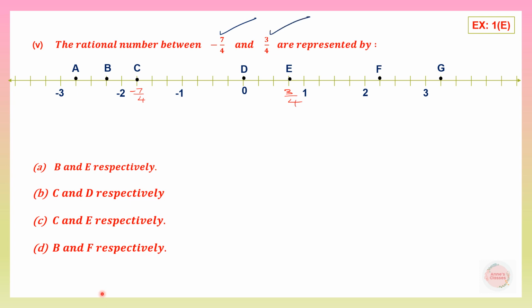So the question is, the rational numbers between minus 7 by 4 and 3 by 4 are represented by which letters? So here it says B and E. No. What is the answer? C and D, isn't it? So B and E is the wrong option. C and D is also the wrong option. C and E. C and E is the correct answer. So this is the right option, option C.